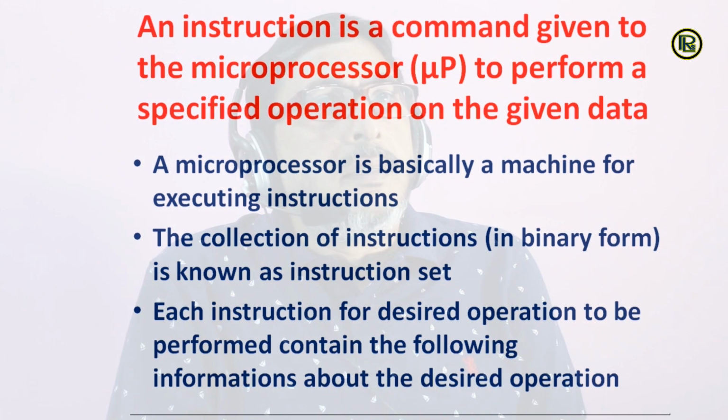And to work with a microprocessor, we need an instruction command. An instruction is a command given to the microprocessor to perform a specified operation on the given data. Like if we want to add two numbers, if we want to subtract two numbers, if we want to multiply two numbers, if we want to divide one number by another number, then we have to give the command to the microprocessor. Then only it can give the result.